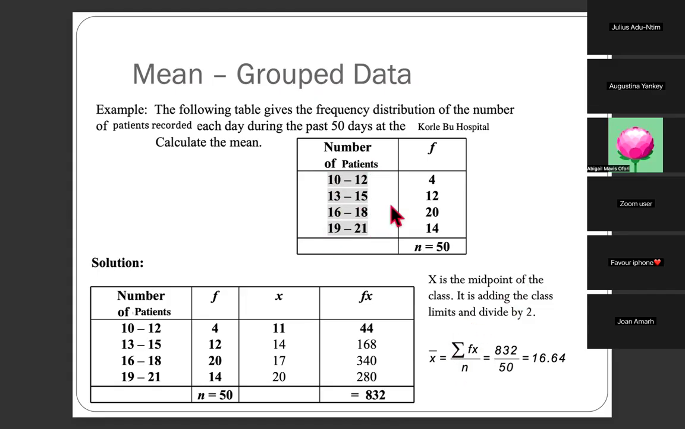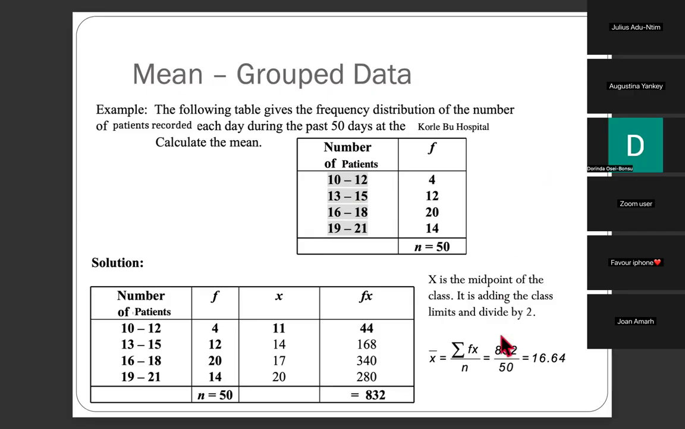So to find the average number of patients that visited the hospital, it is giving us what? Sigma fx, which we found to be 832, divided by what? 50. And this will give us what? 16.64. So what does this mean? This means that an average of 16.64 patients visits the hospital every day.